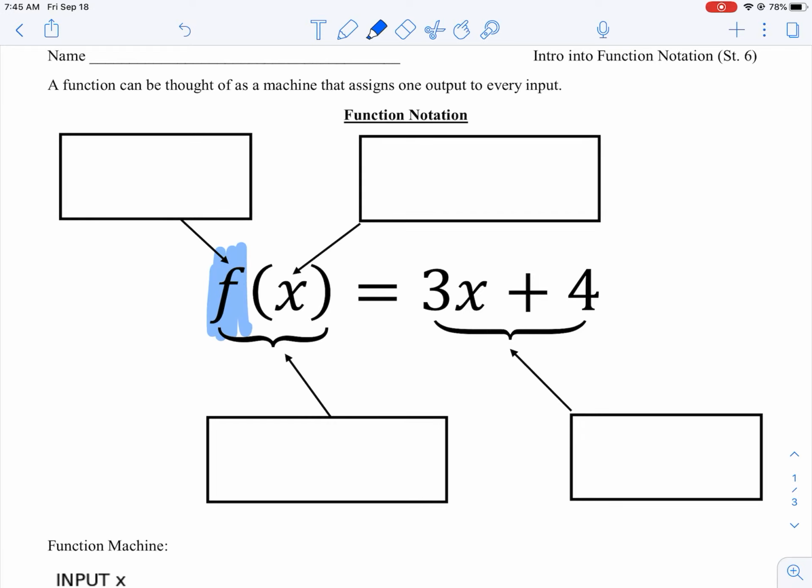So this part right here is the name of the function. This function could be named f. You might also see g, k, s, etc. We would call this f of x, okay? That's how we'd say that, f of x. And again, this f is just the name.